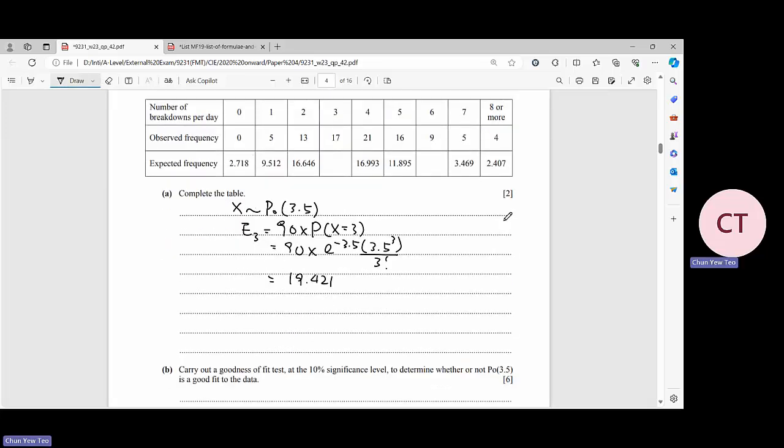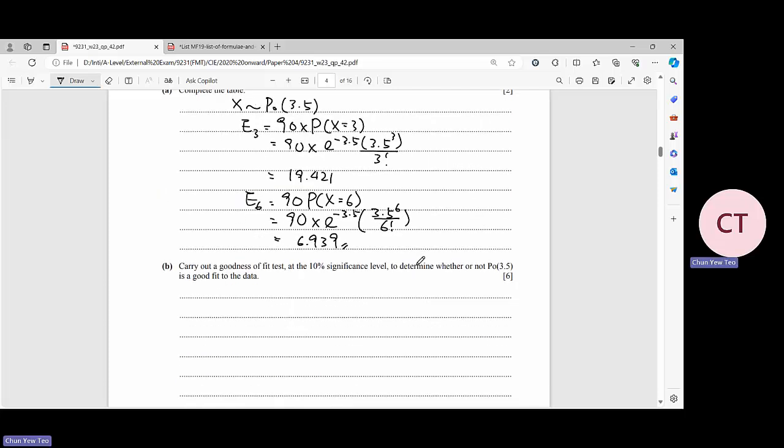Then move on. We want to find E6. E6 will be 90 multiplied by P(X = 6). That will be 90 multiplied by e to the power of negative 3.5, times 3.5 to the power 6 over 6 factorial. Press the calculator, you will get 6.939. Done. That will be the answer for part A.